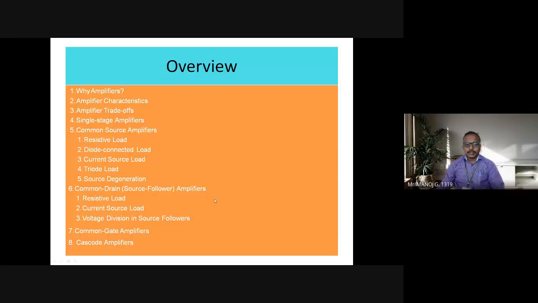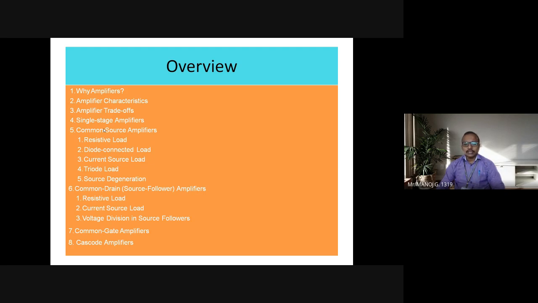Of the analysis paper is why amplifiers. Okay, that is what we'll be learning in the first topic. And what are the characteristics of an amplifier? What is amplifier trade-off? Right. Then we will be learning about single stage amplifiers, how to construct single stage amplifiers, and what are the types of single stage amplifiers.